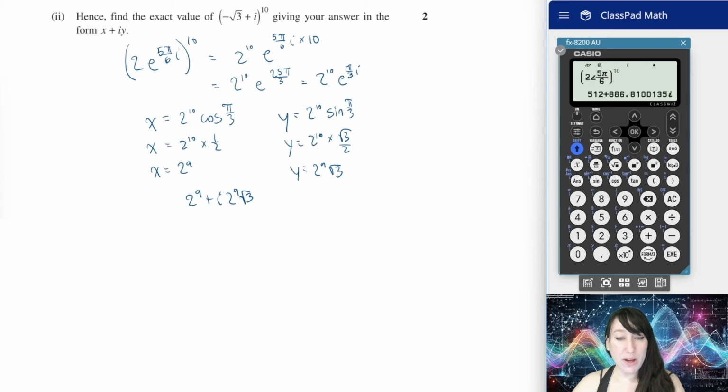We could check 2 to the power of 9 and 2 to the power of 9 times the square root of 3 to verify that we would have 512 for the real and 886.8 or so for the imaginary components. Again, don't forget to show all of your working out when you're working on your test. It's important to show your working so you can get full marks. But your calculator can be very helpful to you in checking your answers and even sometimes in the problem-solving process.